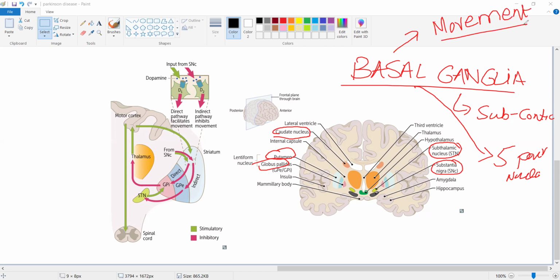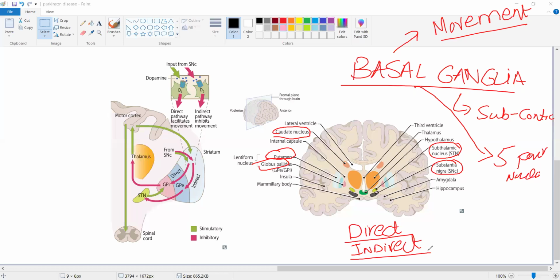Okay. So from the basal ganglia point of view, for the movement purpose, we have two pathways: direct pathway and indirect pathway. We will discuss these pathways in detail, right? So direct and indirect pathway.